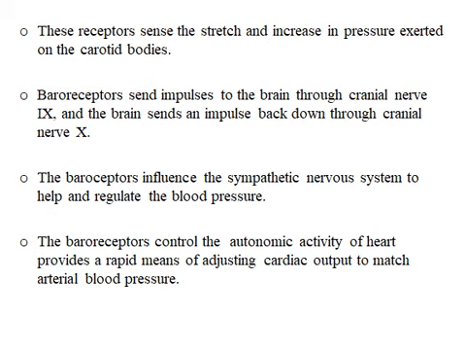The baroreceptor controls the autonomic activity of the heart and provides a rapid means of adjusting cardiac output to match arterial blood pressure. For example, if an increase in arterial blood pressure is detected by the baroreceptor, it reflexively decreases heart rate and cardiac output by increasing parasympathetic activity, and a decrease in arterial blood pressure elicits the opposite response.